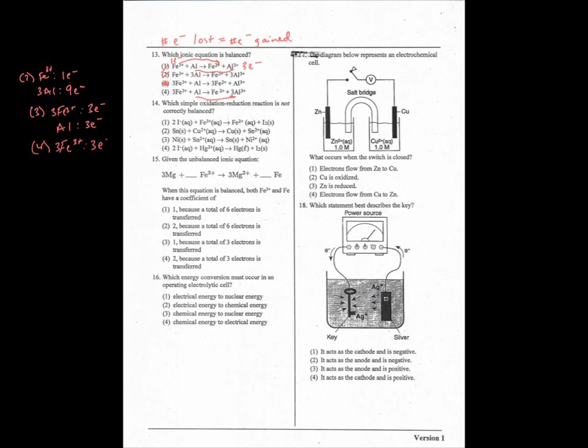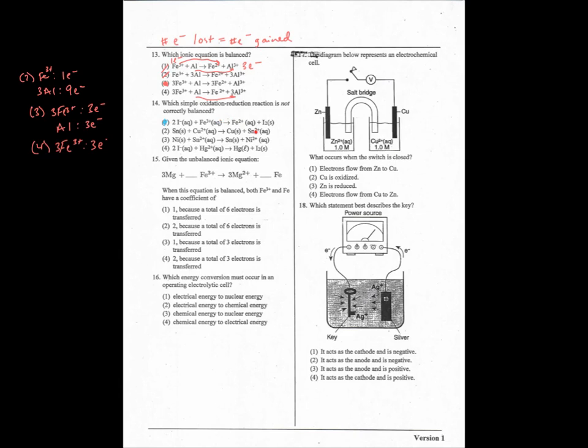Number 14. Which simple oxidation reduction reaction is not correctly balanced? Okay, so here you need to make sure that the number of electrons are also equally exchanged. So going from 2I minus to I2 0, you need 2 electrons, but here going to 1 Fe3+, you need 1 electron, so that's not balanced. And that's actually our answer, to be honest, but let's go check with the others.